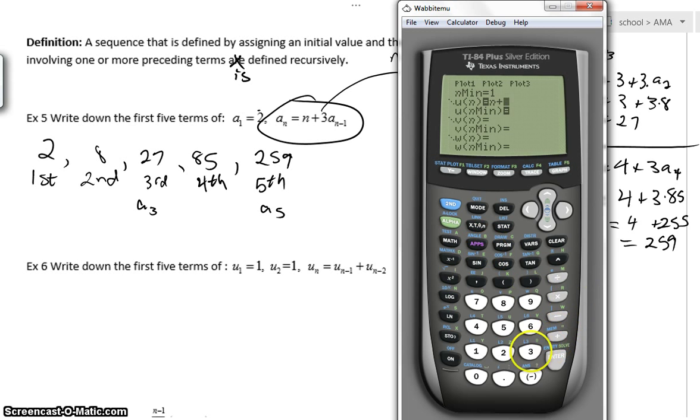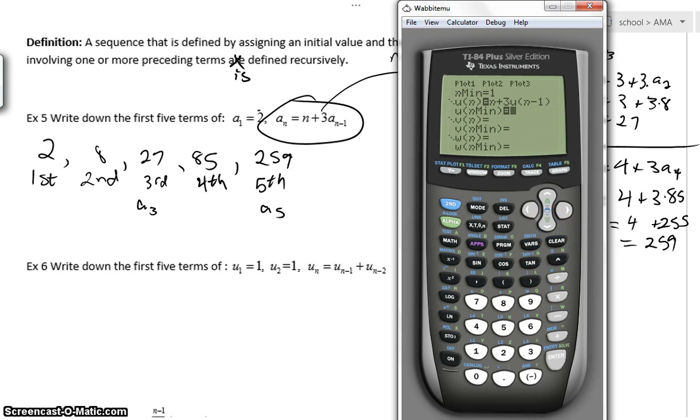I'm going to say plus 3 times. Now I'd like to have u of n minus 1. Please look at the 7 button. Just above it, you can see a lowercase u here. When you hit second 7, you get your u to show up. And then I'll say parentheses n minus 1. And this is how we indicate an n minus 1 term. There is no subscript. It's not written below the variable, but it's written right next to it in parentheses.